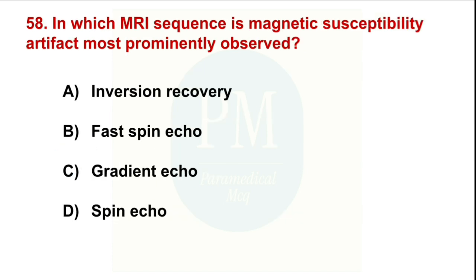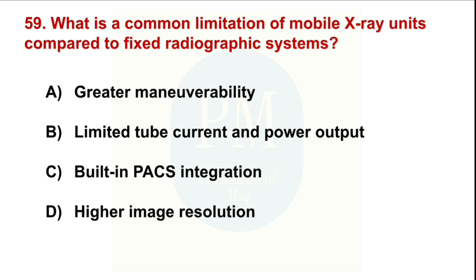In which MRI sequence is magnetic susceptibility artifact most prominently observed? Option A, inversion recovery. Option B, fast spin echo. Option C, gradient echo. Option D, spin echo. The correct option is option C, gradient echo.